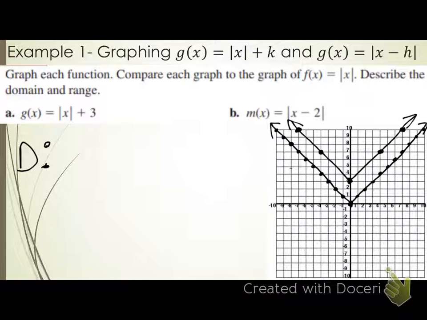All real numbers, why? It's going left forever and it's going right forever. There's no stopping point going left or right, is there? I'm looking at my x values, so that's why it's all real numbers.